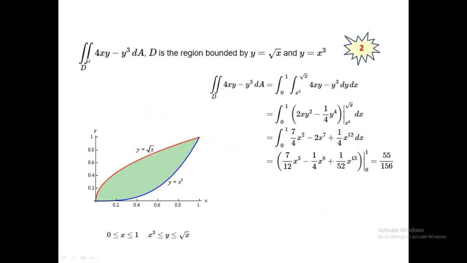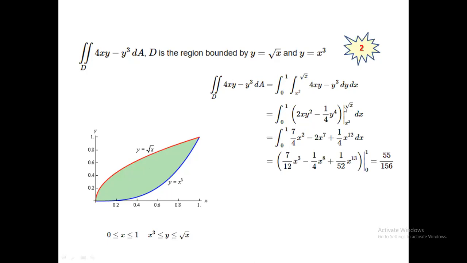So let's say, for example, you have this integral 4xy minus y cubed dA. Your limits are square root of x and x cubed. So this particular region is represented by this double integral. The dA is dy and dx. Okay, and you have here already the limits. So what you do, you first integrate in terms of y. So if it's in terms of y, x is a constant. You use power rule here for the y.